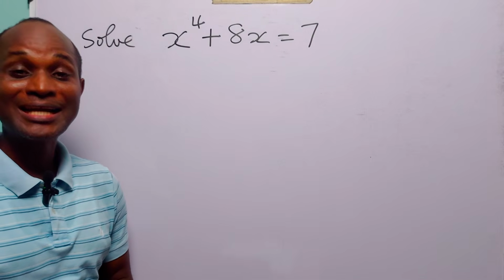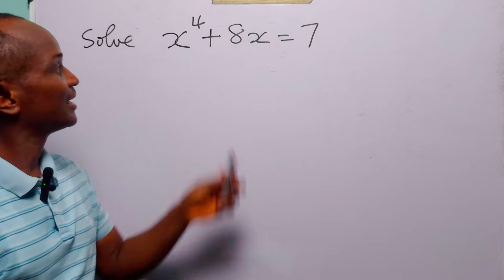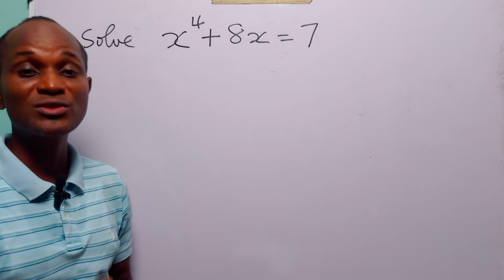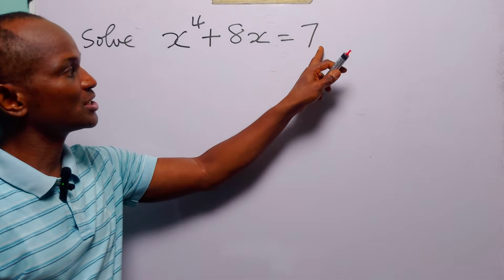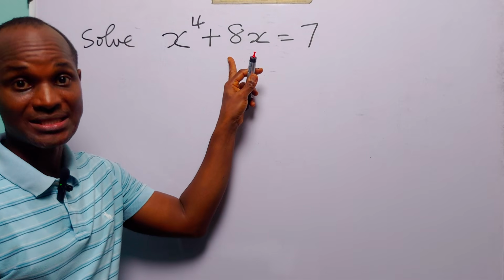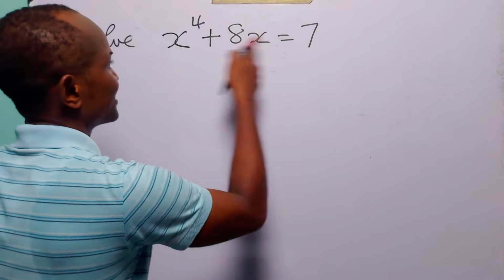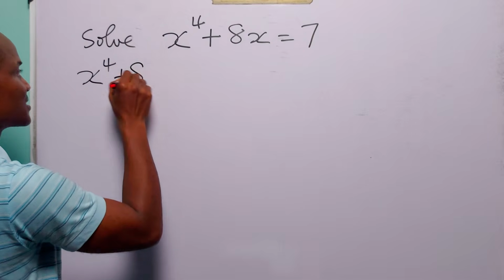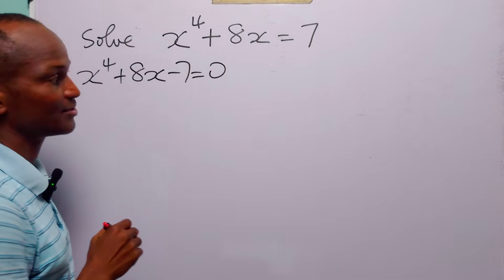Hello and welcome. In this math tutorial, our task is to find the real values of x that satisfy this quartic equation, and we can solve this problem using the factorization method. Now, the first thing we are going to do is to move 7 over to the left-hand side of the equation. When we subtract 7 from both sides of this equation, we have that x raised to power 4 plus 8x minus 7 is equal to 0.